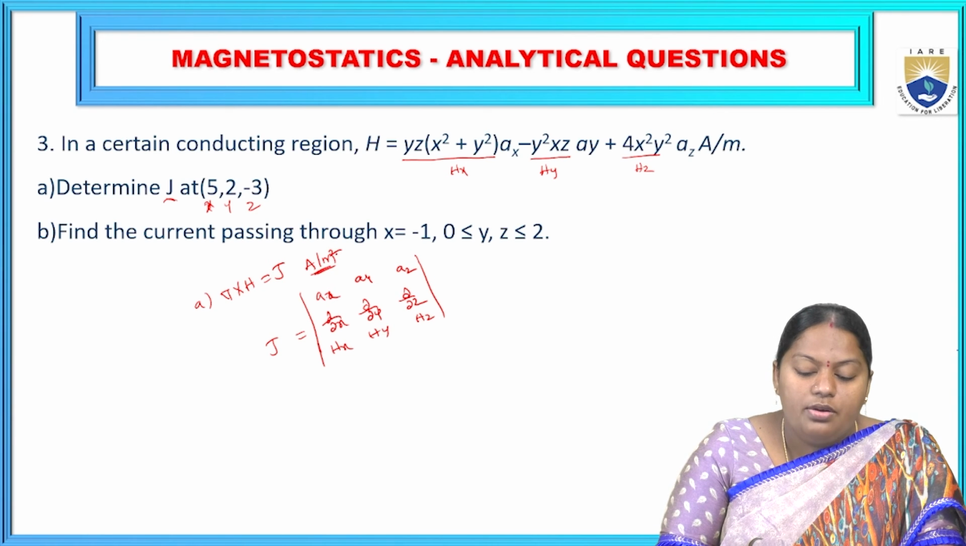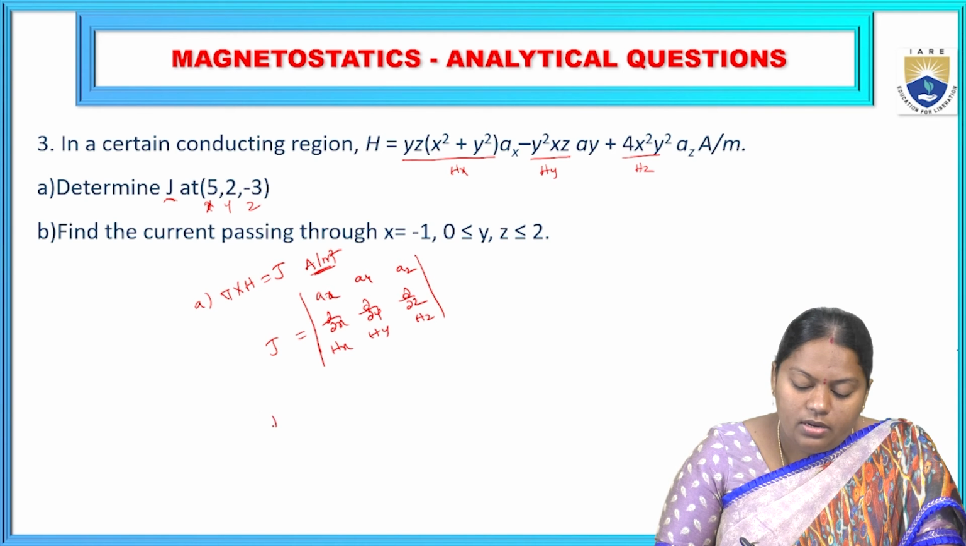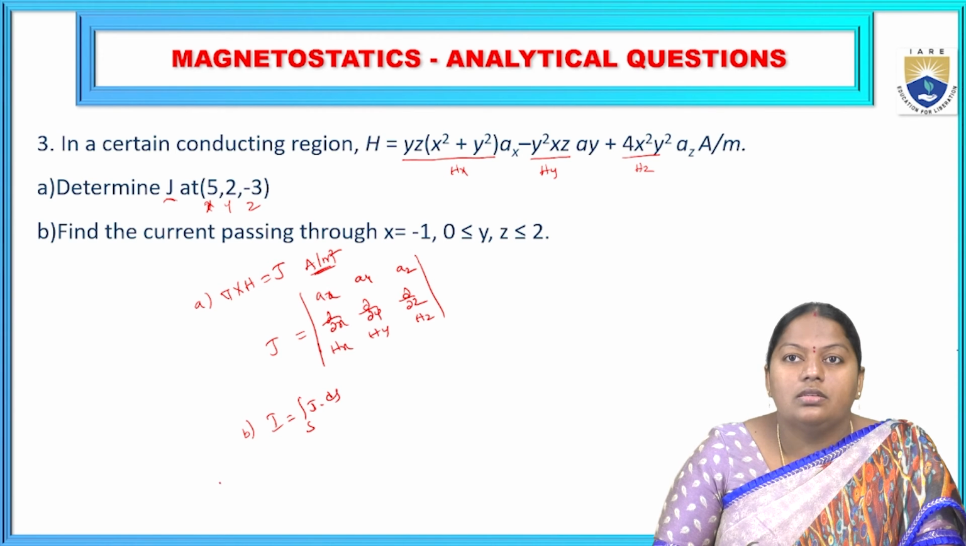Then find the current passing through the x. So current we need to find, that is I, which means I equals the integral over S of J dot ds. See here the variables y and z are given.